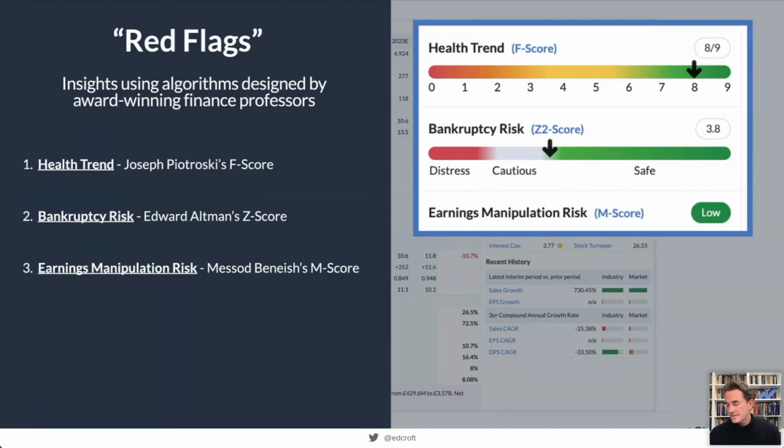But I've always learned, and I learned this from people like Ben Graham, that when you're using diversification in a portfolio, all you have is much higher confidence, but not necessarily better results when you actually dig massively into the data. So I've always liked algorithmic measures which investigate the accounts first, and if there's a problem flagged here, I'll go and look in the accounts. And I think that's really important to understand. So we have a health trend measure, a bankruptcy risk measure, and an earnings manipulation risk measure.